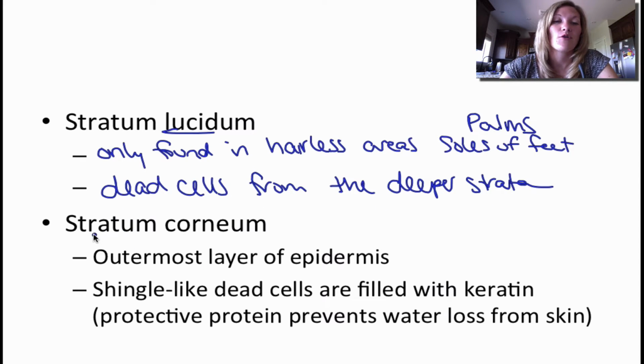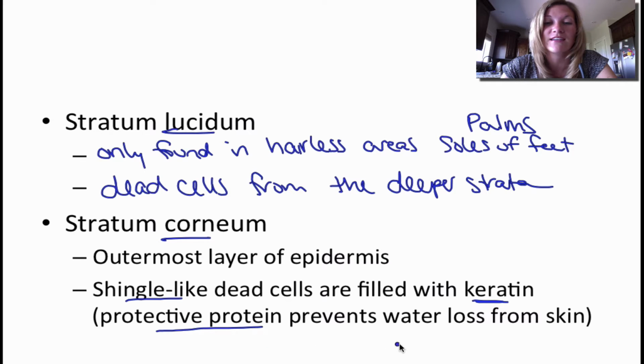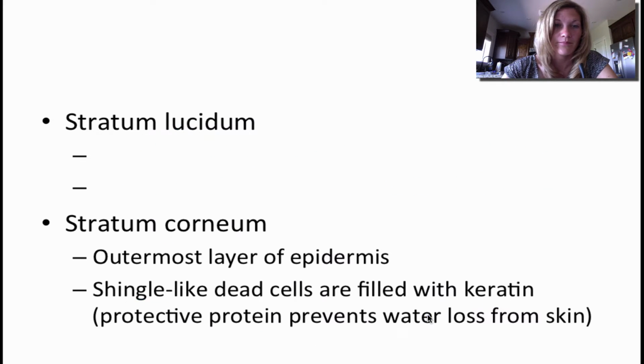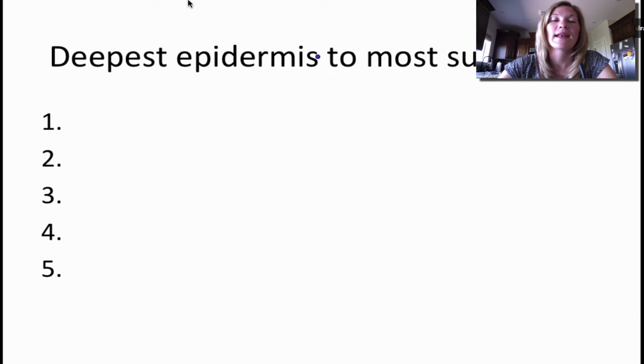And then the most superficial layer of the epidermis is stratum corneum. This is the outermost layer of the epidermis. They have shingle-like dead cells that are filled with keratin, so their cells are keratinized. The reason that cells are keratinized is because it's going to form a protective barrier to prevent water loss. Okay, so go ahead and pause the video and see if you can write down each of the layers of the epidermis from the deepest to the most superficial.